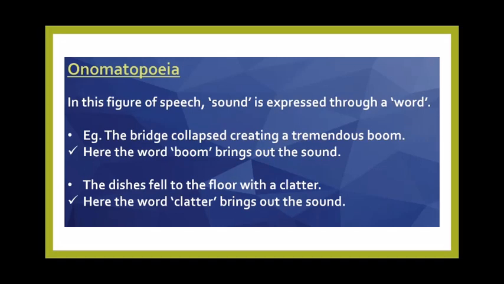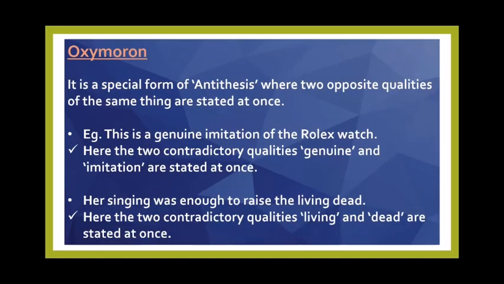Next is onomatopoeia. In this figure of speech, sound is expressed through a word. For example, the bridge collapsed, creating a tremendous boom. So here the word boom conveys a sound. It creates sound. Next, the dishes fell to the floor with a clatter. So again, in this sentence, we have clatter that brings out the sound when the dishes fall onto the floor. So both these sentences are having onomatopoeia.